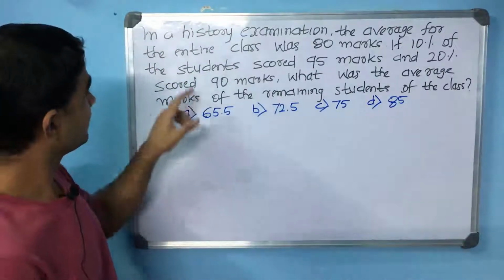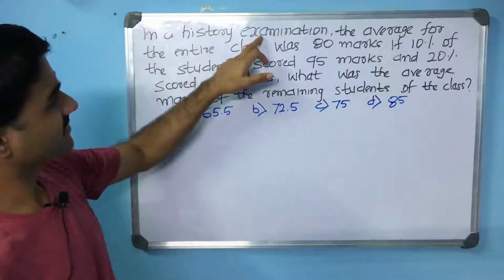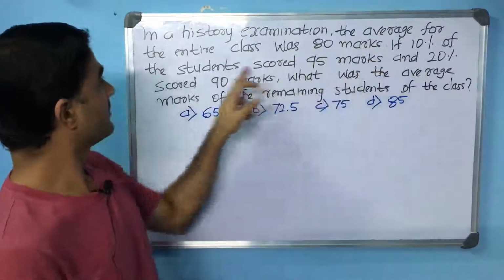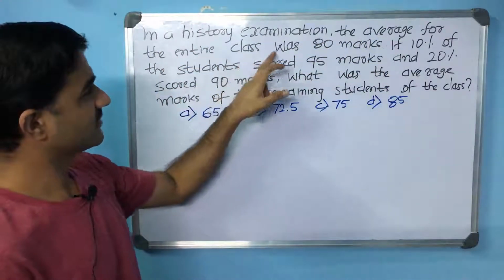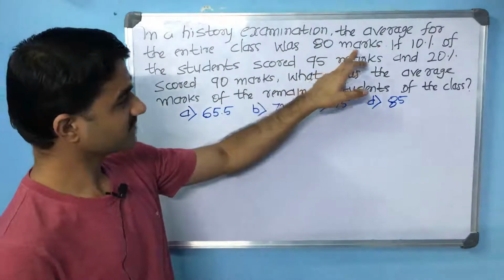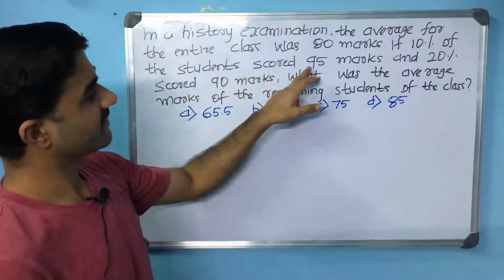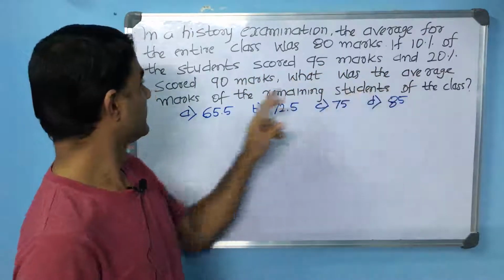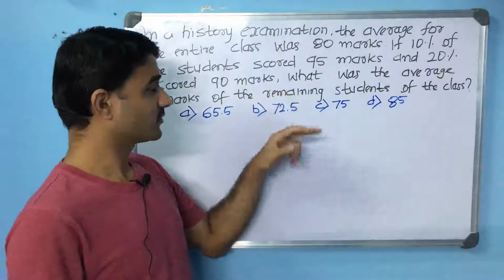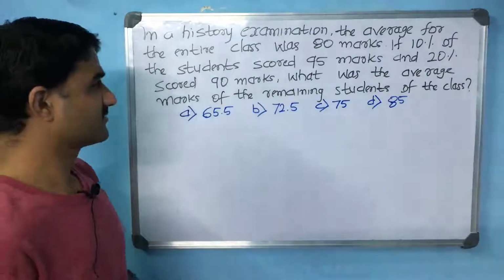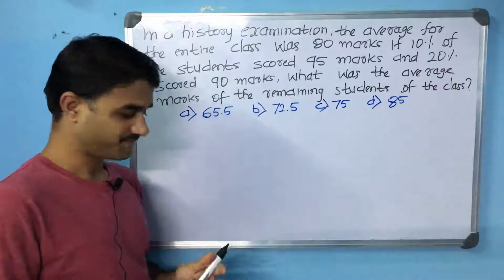So be alert. In a history examination, the average for the entire class was 80 marks. If 10% of the students scored 95 marks and 20% scored 90 marks, what was the average marks of the remaining students of the class?